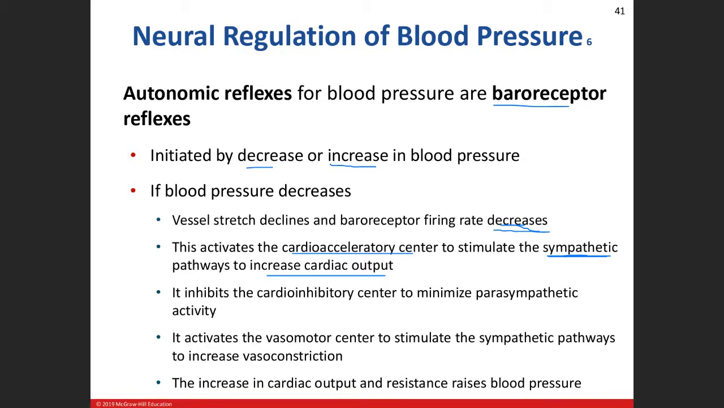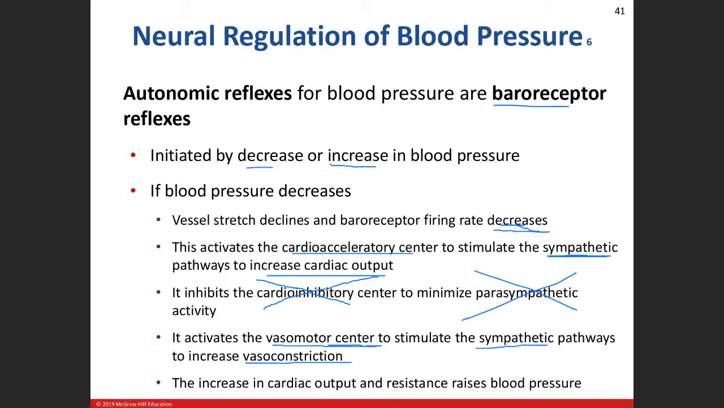Okay? All right. So at the same time, it's going to inhibit the cardioinhibitory center. It's going to make sure that that's not activated, because we can't have the sympathetic and the parasympathetic nervous system working at the same time. They oppose each other when it comes to the cardiac center. So we're going to shut down our parasympathetic nervous system. Not the whole system, but its effects on the cardioinhibitory center. So now we're going to see an activation in the vasomotor center, through the sympathetic nervous system, and that's going to cause our vasoconstriction. That's going to increase our total peripheral resistance.